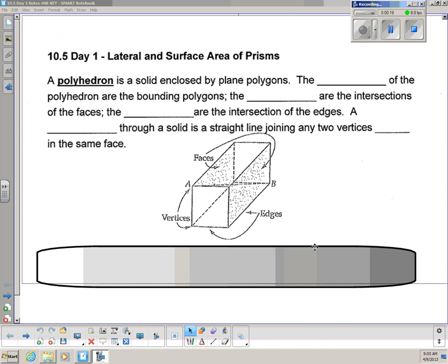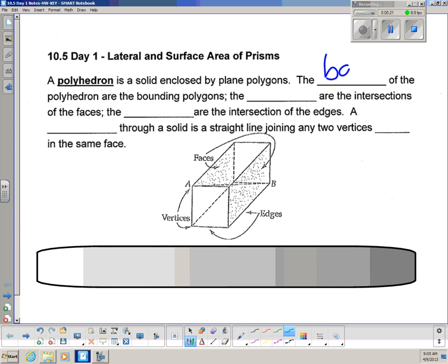The bases of the polyhedron are the bounding polygons. The edges are the intersections of those faces. The vertices are the intersections of the edges. You can have a diagonal that goes through the solid.